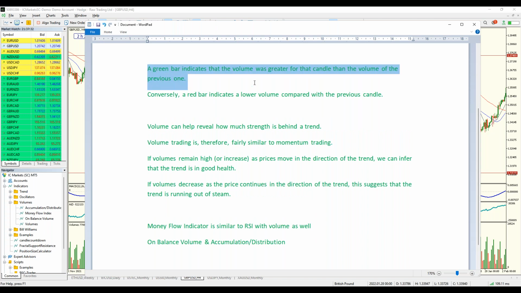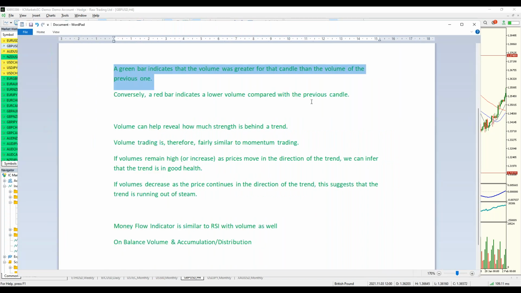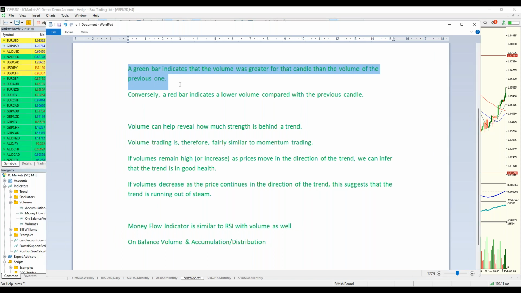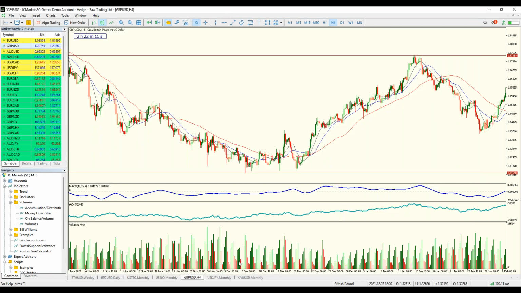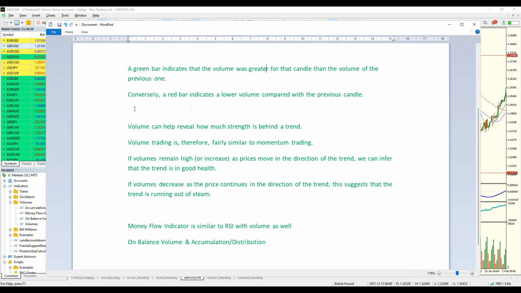So first of all, a green bar indicates that the volume for that particular session's candle was greater than the volume of the previous one. So what does that mean? It means that if you get a green candle here, this volume was greater than the previous one. The red one here was less than the previous one. So you could take the color out. The color almost doesn't matter, because if it's higher, it's going to be green, and if it's lower, it's going to be red. So it's a duplication. It really just means the volume is higher than the previous session. Conversely, a red bar indicates a lower volume than the previous candle.